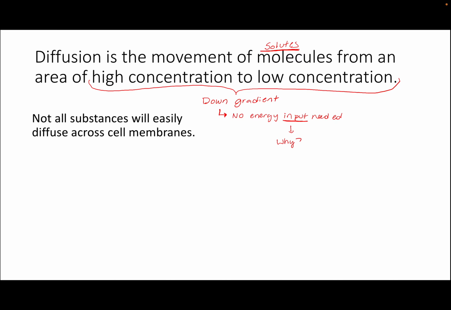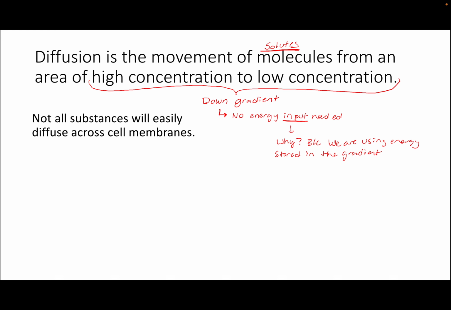Why? Because we are using energy that's already there. Remember how we said that gradients have potential energy that is stored? When you're moving down the gradient, you're basically spending that stored potential energy that exists due to the imbalance. So you don't have to input any extra energy. The molecules will naturally move down the gradient because there is stored energy within the gradient.